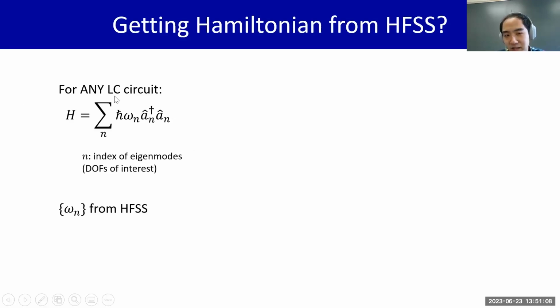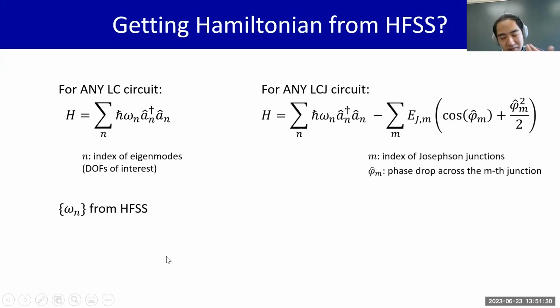Because for any LC circuit, LC network, you can always find the n eigenmodes of the system, and they are isolated individual eigenmodes, each of them being a harmonic oscillator. And the overall Hamiltonian should just be this, where omega n are the frequencies of each eigenmode. So the only interesting and tricky things happen with the Josephson junction. When we have the Josephson junction, a junction is essentially a cosine potential. So the overall Hamiltonian should look like this.